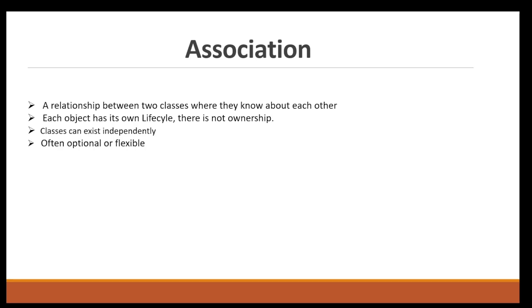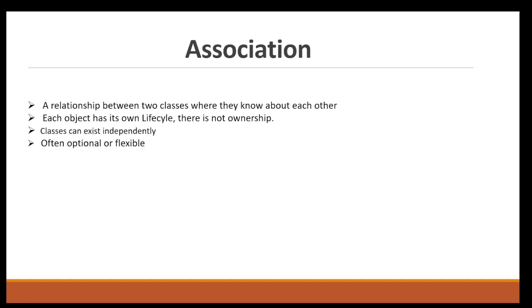Association represents a relationship between two classes where one class uses or interacts with another. There is a relationship between the classes, but that's a weak kind of relationship. Each object has its own life cycle. There is no ownership. One class can exist without the other.